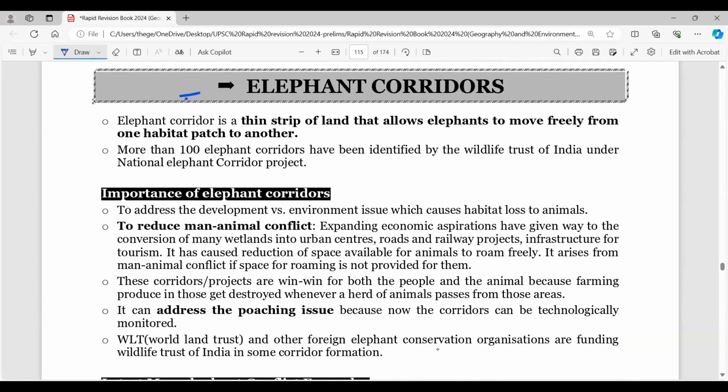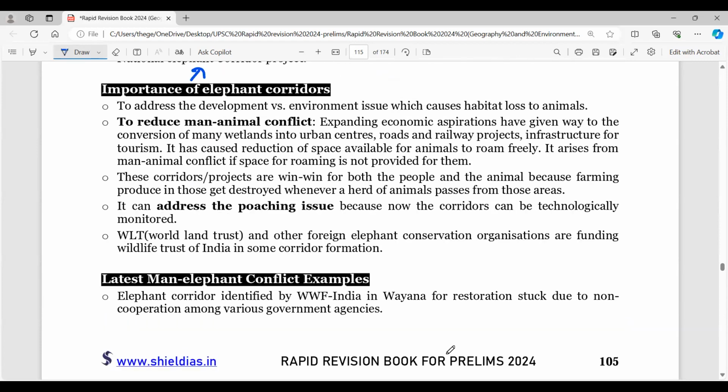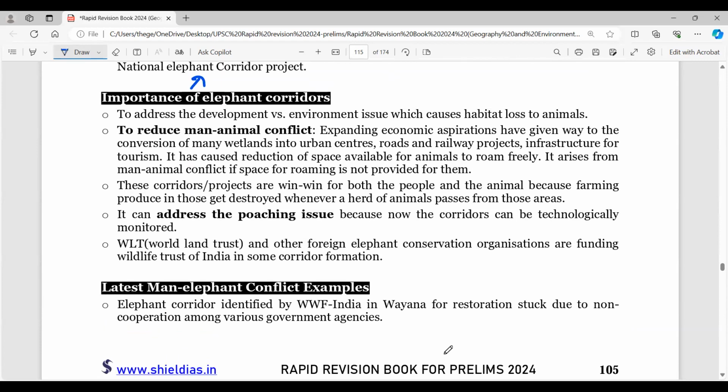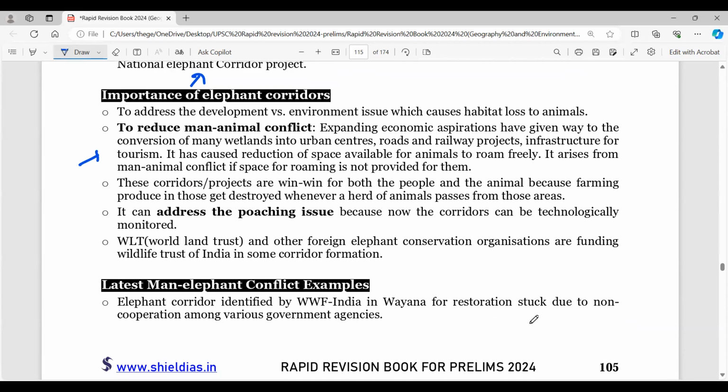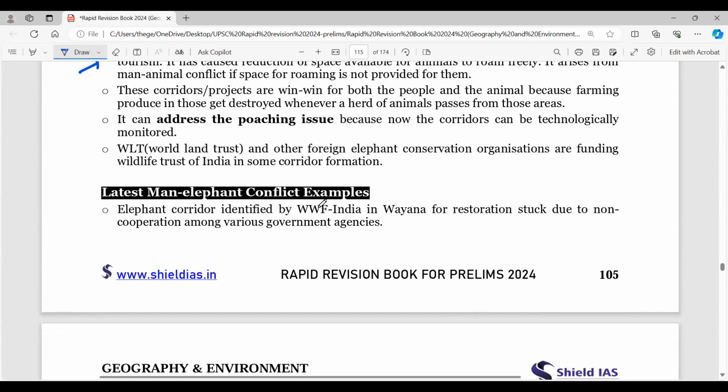Elephant corridors. Now this was part of the news as well. Elephant corridors are very important. More than 100 elephant corridors have been identified by Wildlife Trust of India. So this is important, the National Elephant Corridor Project. Now, what is the importance here? It's a keystone species, as we know. In ecology, I'm sure you must have studied keystone species, where elephants are very important for the entire ecosystem.